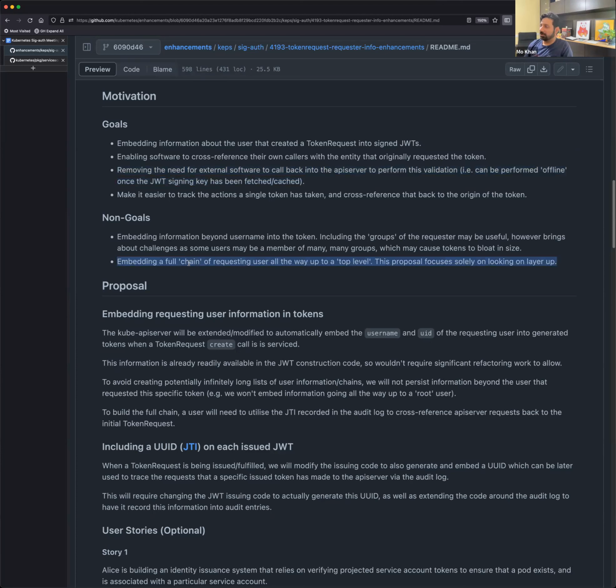So on the full chain thing, I think we were okay saying that it would not necessarily never, but that it wouldn't be the full chain, at least to start off with. We're already limiting the size explosion by just saying groups aren't there. We're just not even going to try.